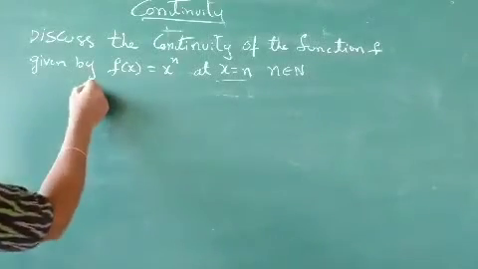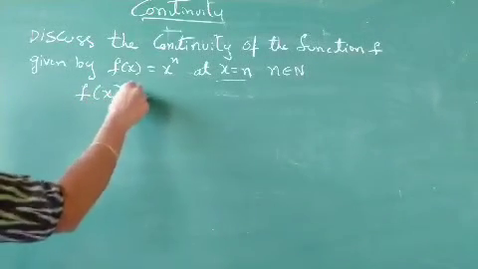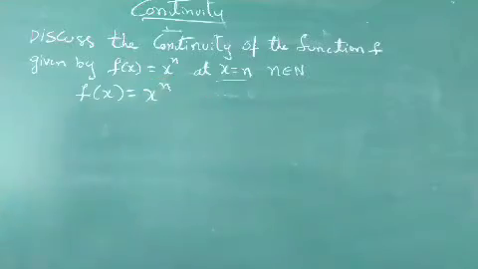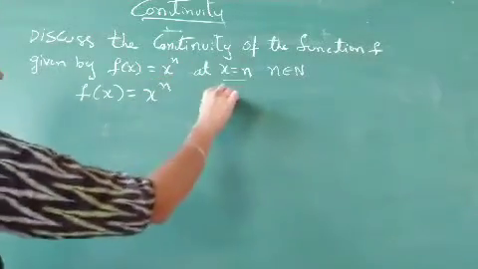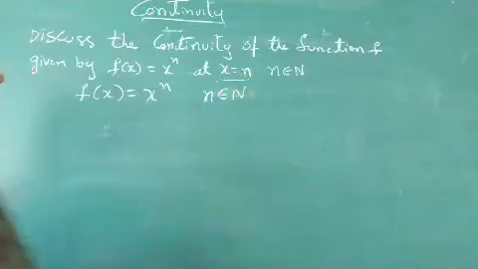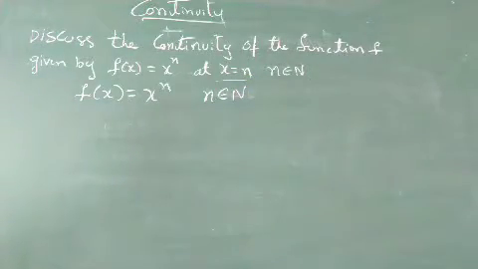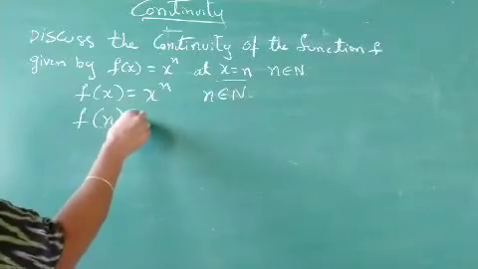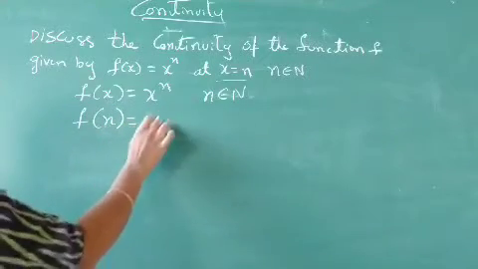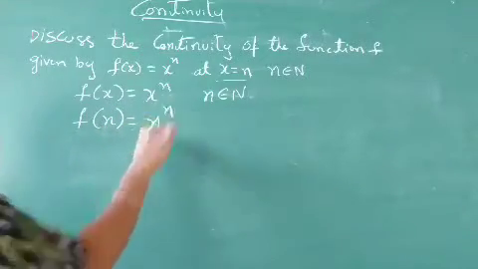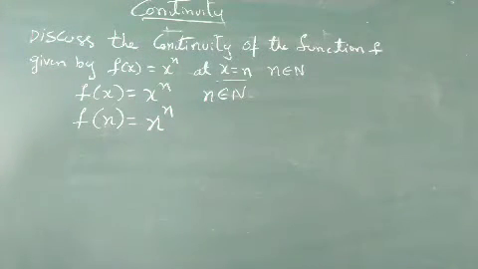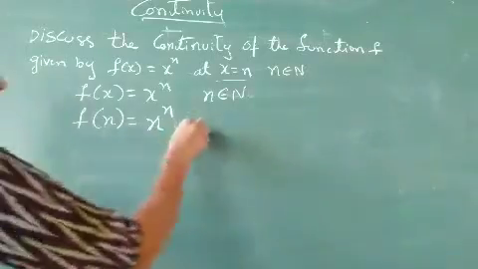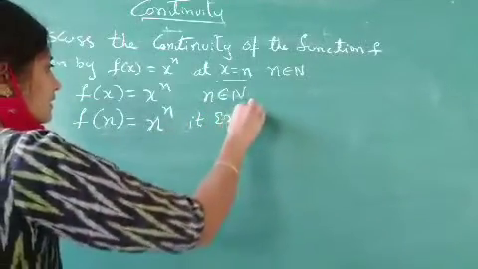So given f of x is equal to x raised to n, where n belongs to the natural number, f of n is equal to n raised to n. It exists.